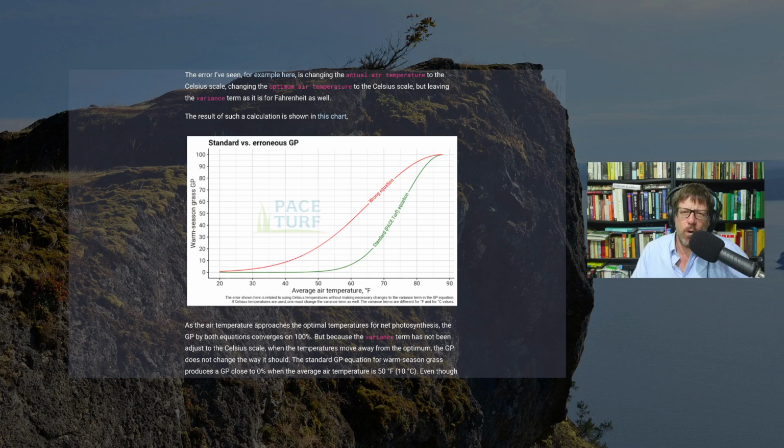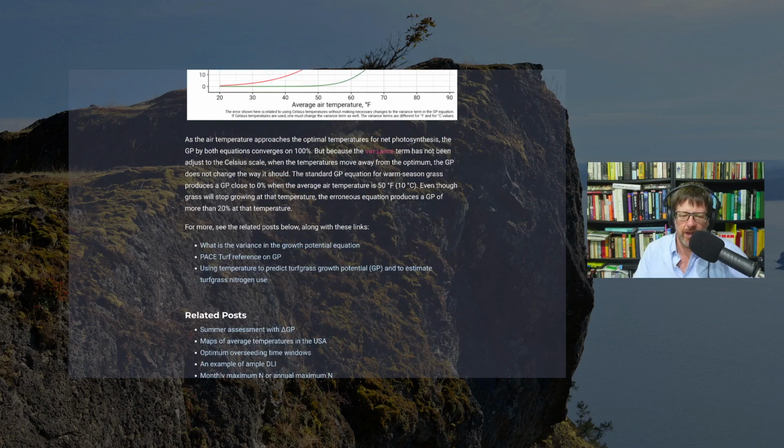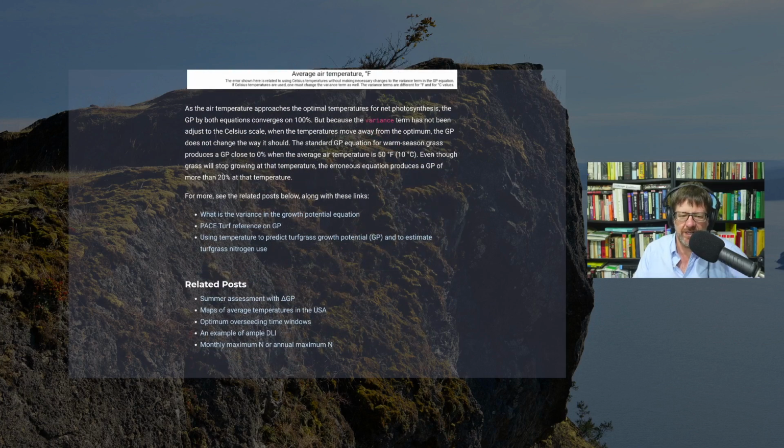I want to point out one more thing, and that is there is a post on the ATC website that explains the variance exactly and just what that does in terms of shape of the curve. If you scroll down to the bottom of this post, I put this in. I said, for more, see the related posts below along with these links. What is the variance in the growth potential equation?